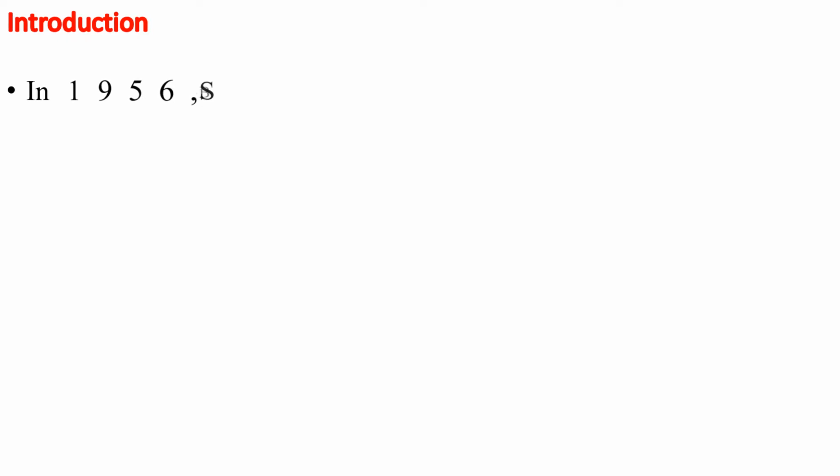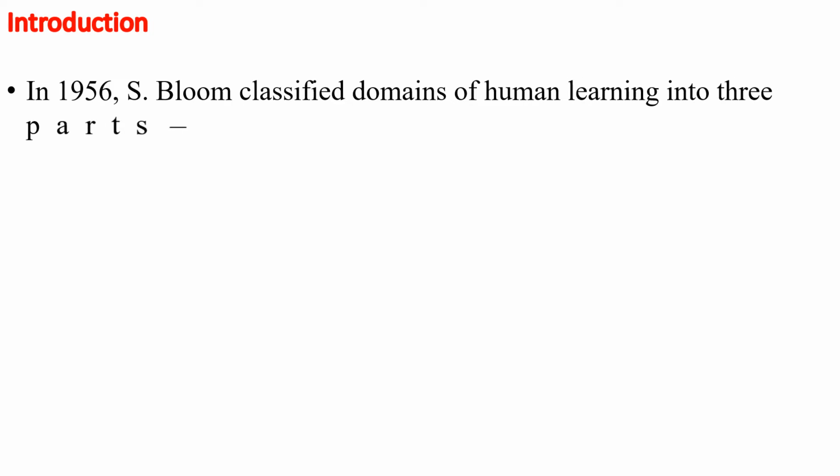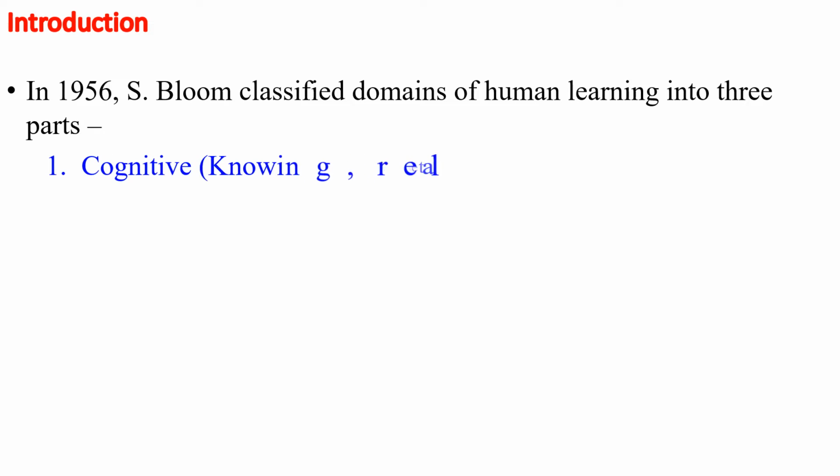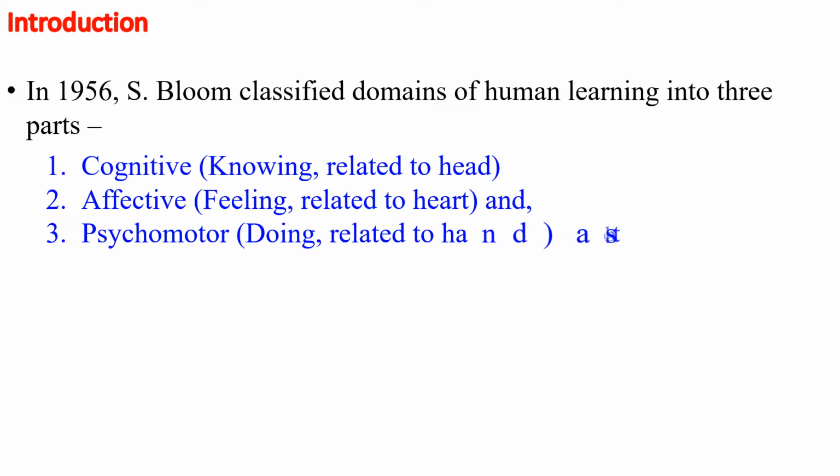In 1956, B.S. Bloom classified domains of human learning into three parts. Cognitive means knowing, related to head. Affective means feeling, related to heart. And psychomotor means doing, related to hand, as the educational objectives.